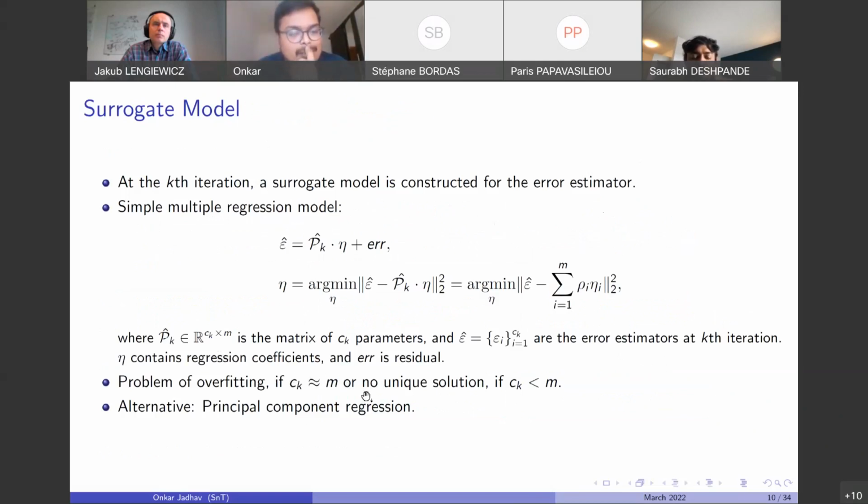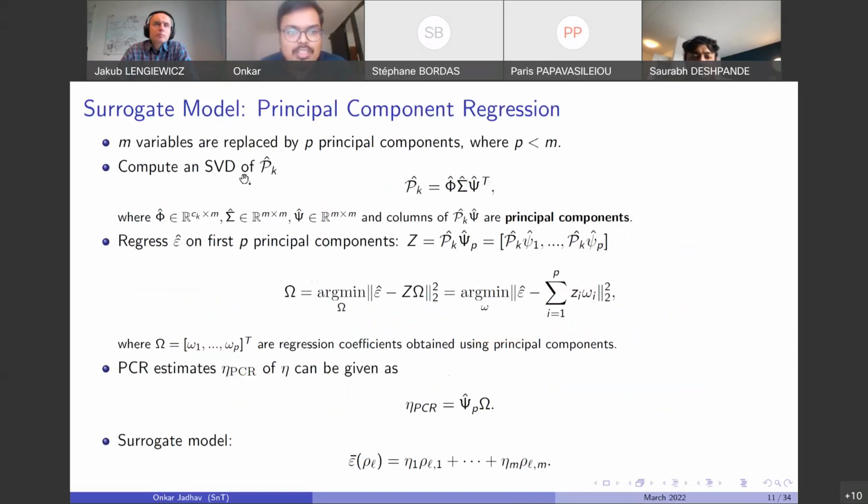And you might know, you work with machine learning, so it replaces the M variables with P principal components. This is the overall idea. I hope you understand what I wanted to say. Yeah, now it's a bit more clear because it got mixed up earlier.